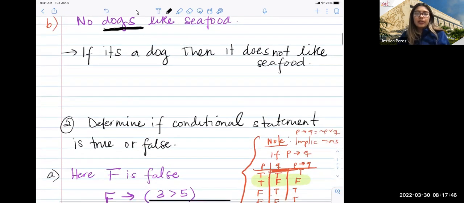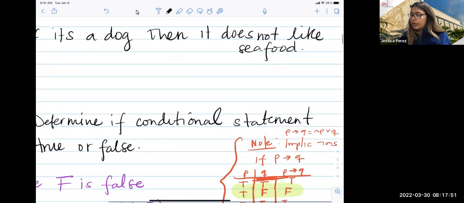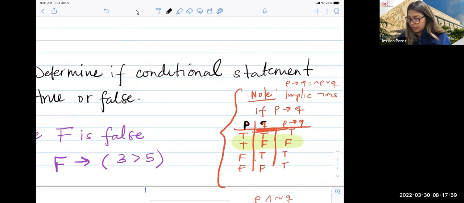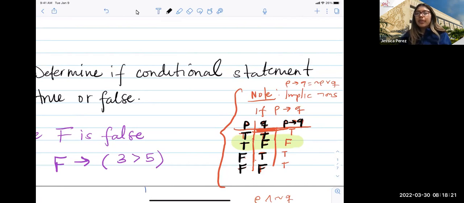Question number 2, determine if the conditional statement is true or false. So for that, I put over here a side note. Implications, you have a truth table for implications. So if P, then Q. Remember, you have P and Q, and then you have the implication P implies Q. So your truth table, T, T, F, F, your usual. And then the next one is T, F, T, F. Now, true, true gives you a true. True, false gives you a false. F, T gives T, F, F gives T. So the only one that is false is if you have a true and then a false.